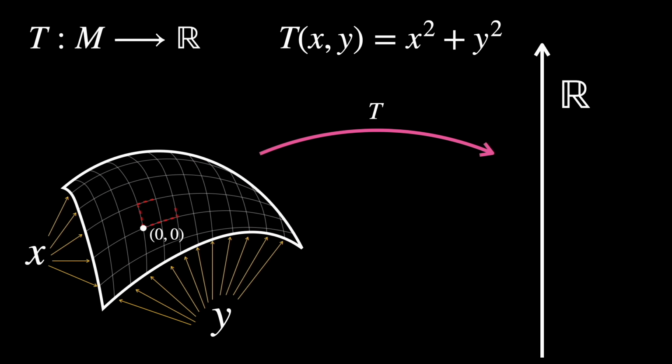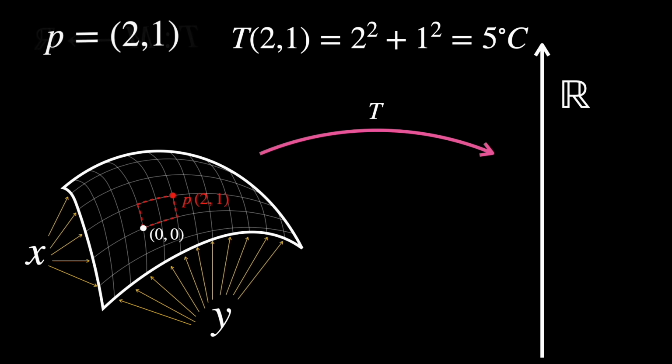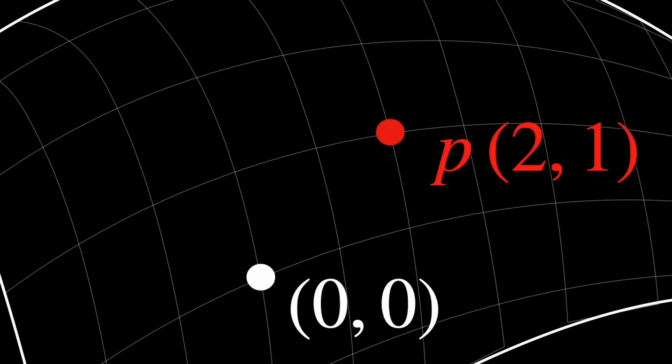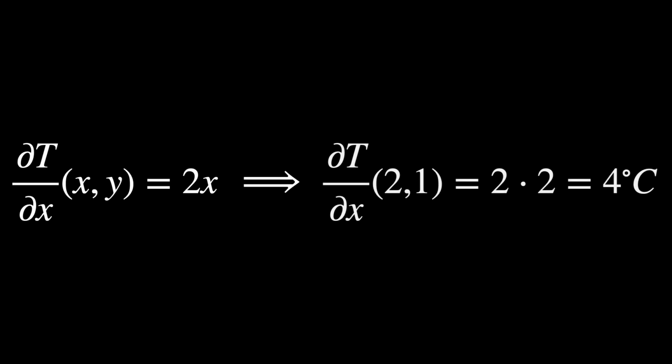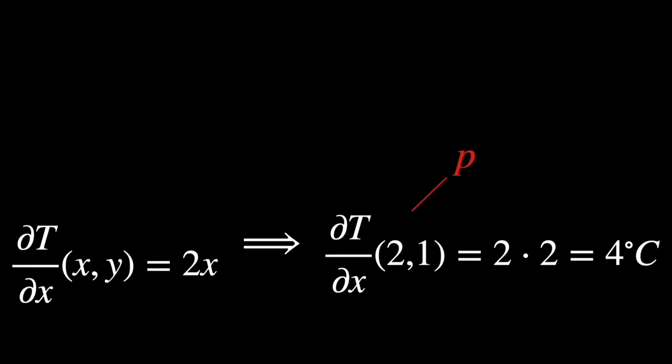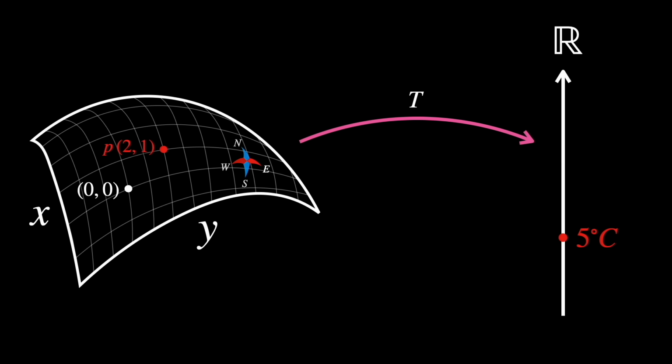Pick a point p equals 1. At this point, the temperature is 5 degrees Celsius. What happens to the temperature if I move only in the x direction? Well, let's see. Therefore, as you can see, for every unit you walk east, the temperature increases by 4 degrees Celsius.